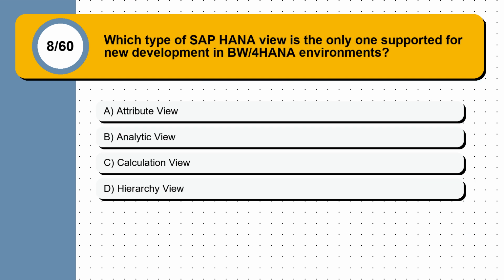Question 8. Which type of SAP HANA view is the only one supported for new development in BW/4HANA environments? Option A, Attribute View. Option B, Analytic View. Option C, Calculation View. Option D, Hierarchy View.